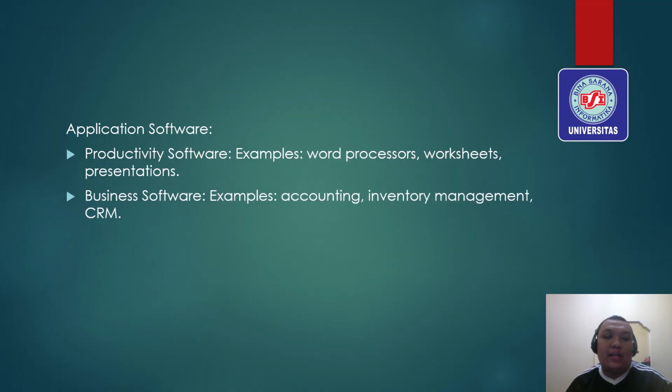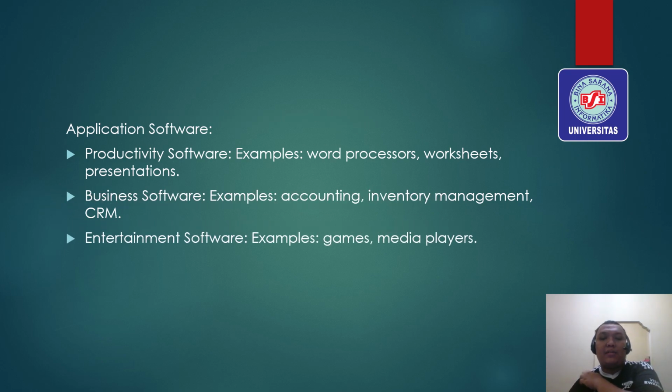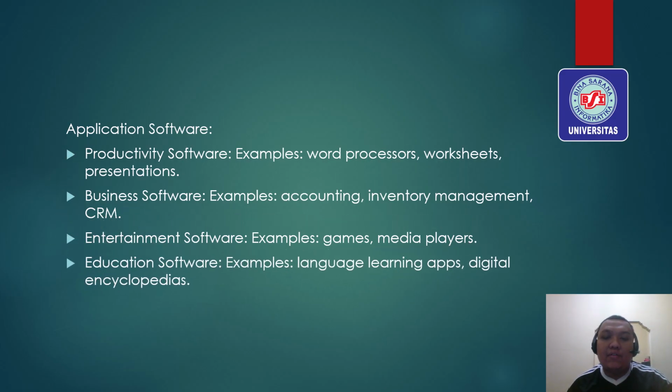And then business software, for example accounting, inventory management, and CRM. And then entertainment software, for example games and media players. Yeah, YouTube is one kind of entertainment software. And education software, for example language learning apps, like Duolingo or Grammarly, and then digital encyclopedias.